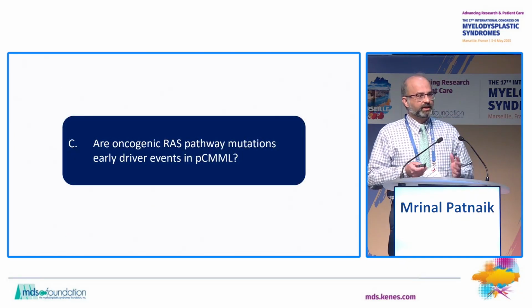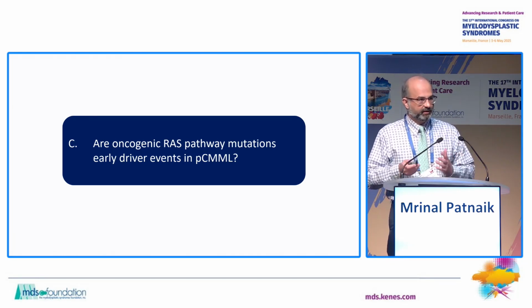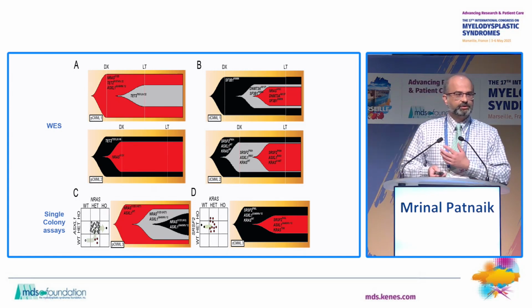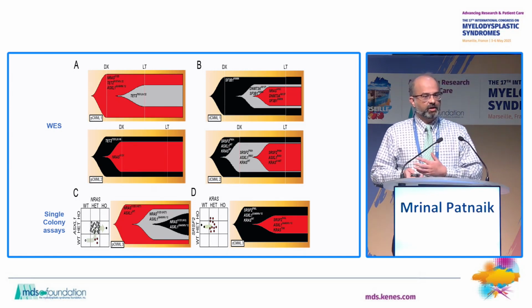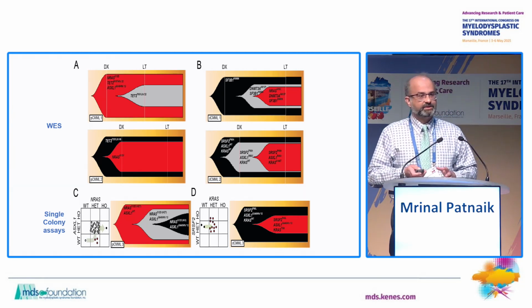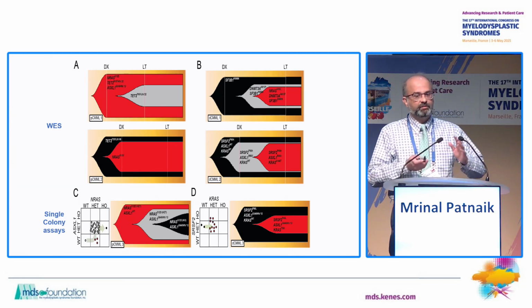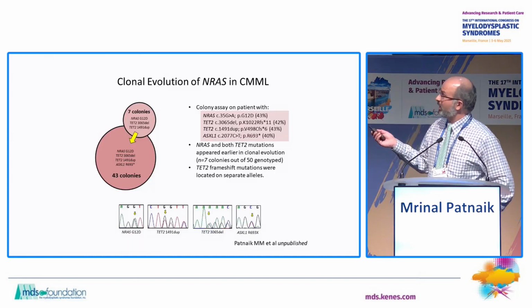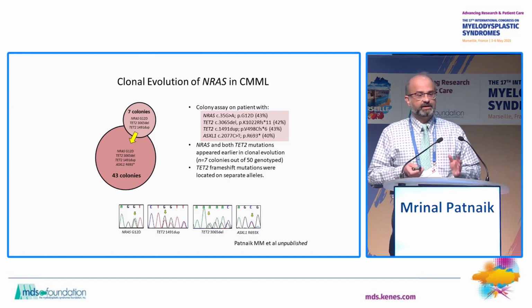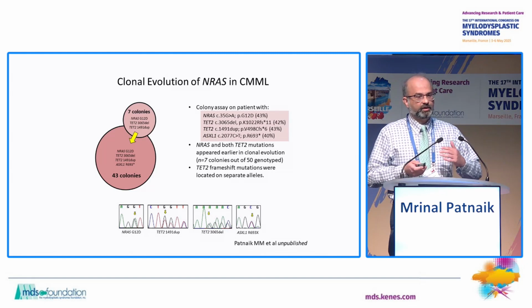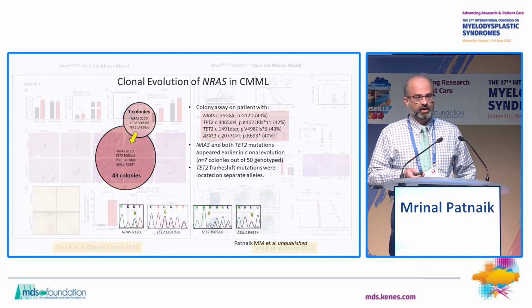We then asked the question, are these really subclonal? Should they be ignored, or can these be early driver events? And using our whole exome sequencing data as well as single colony assays, we showed that there are proliferative CMML subtypes where RAS mutations come even before ASXL1 and TET2. And I think this is exemplified well on this slide where we sequenced 50 single colonies, and you can see that the ancestral clone had NRAS and TET2 before the occurrence of the frameshift mutation that occurred in ASXL1.